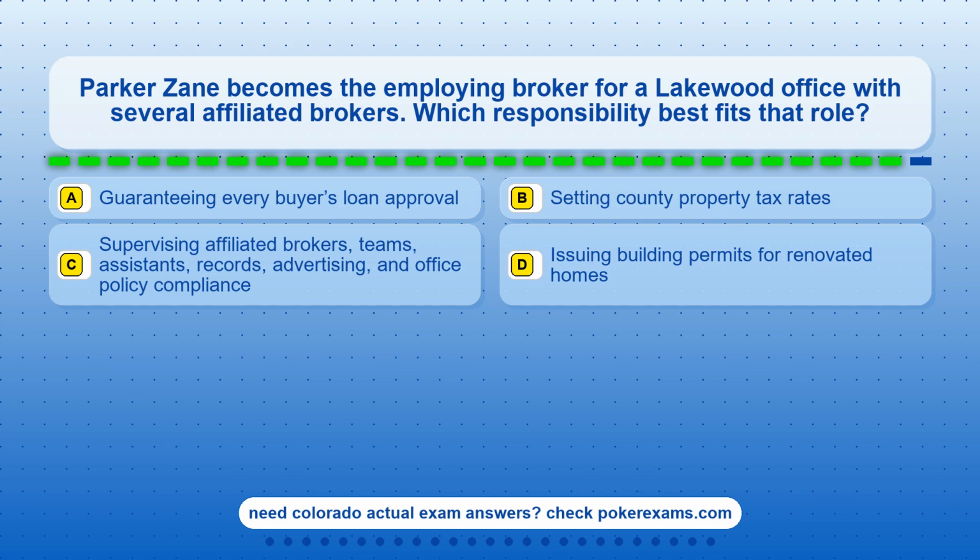Question 4. Parker Zane becomes the employing broker for a Lakewood office with several affiliated brokers. Which responsibility best fits that role? Option A. Guaranteeing every buyer's loan approval. Option B is setting county property tax rates. Option C. Supervising affiliated brokers, teams, assistants, records, advertising, and office policy compliance. Option D. Issuing building permits for renovated homes.